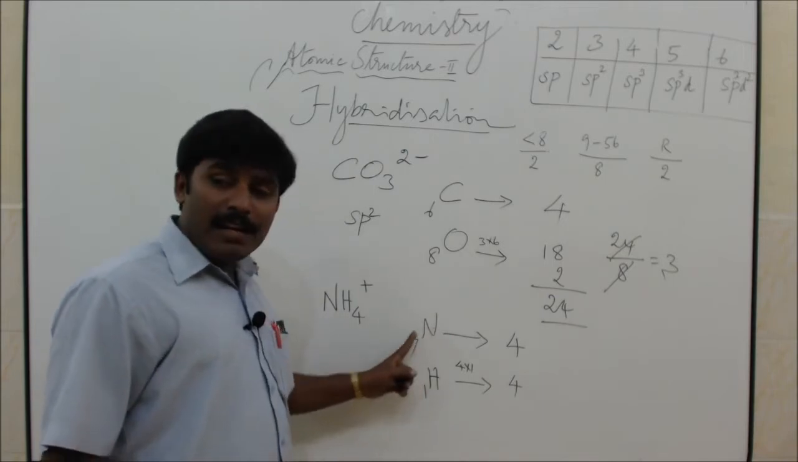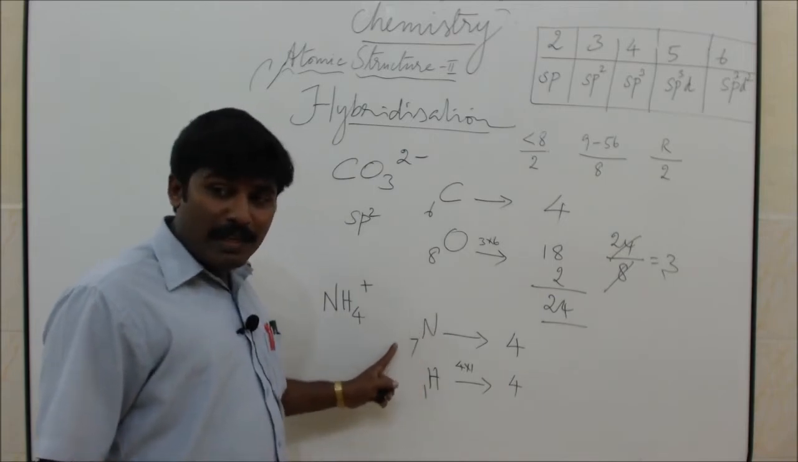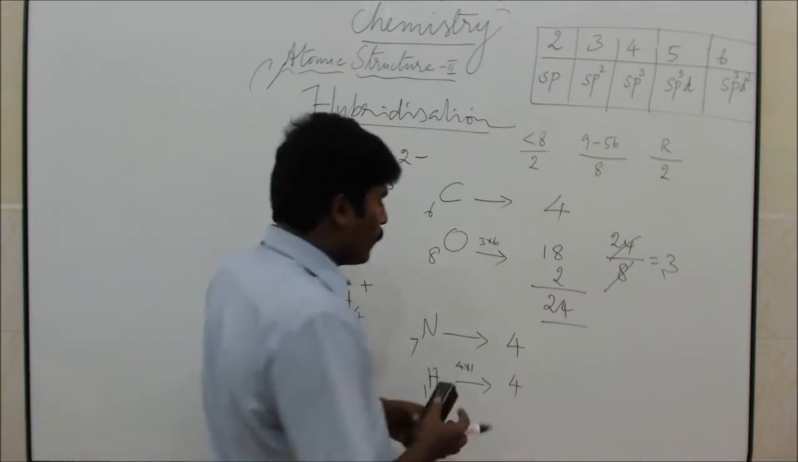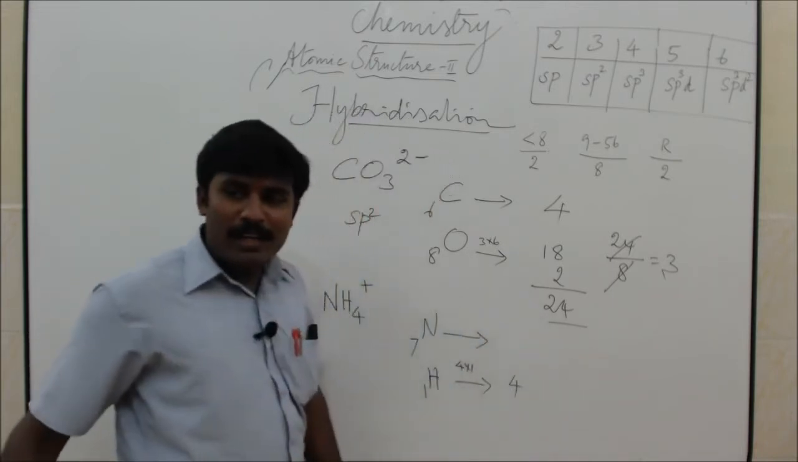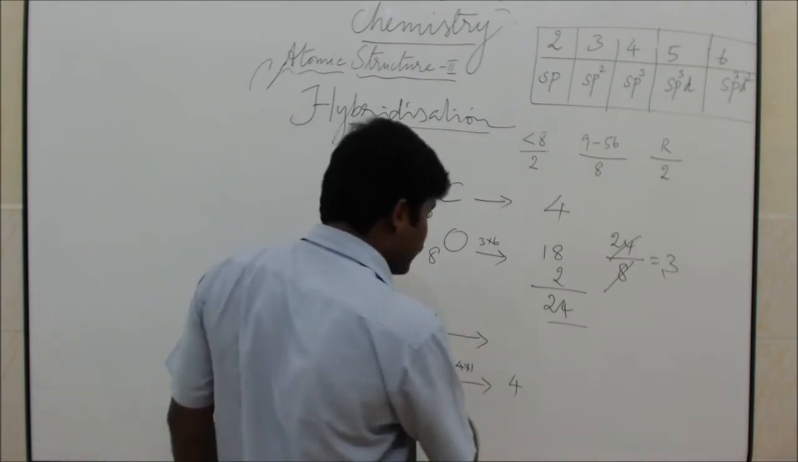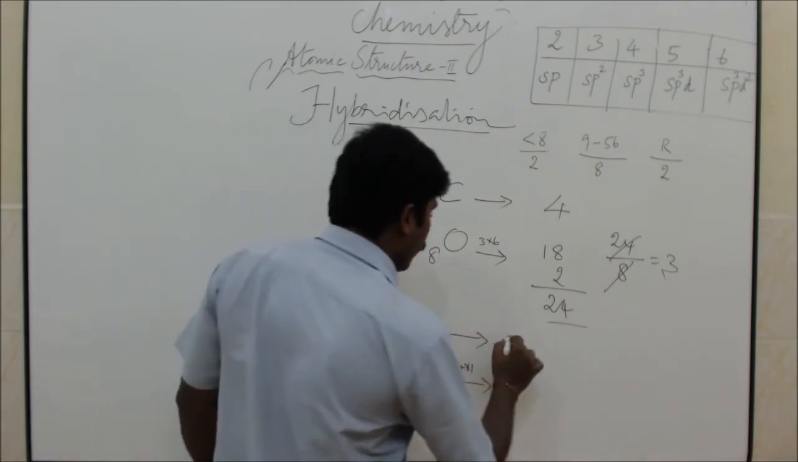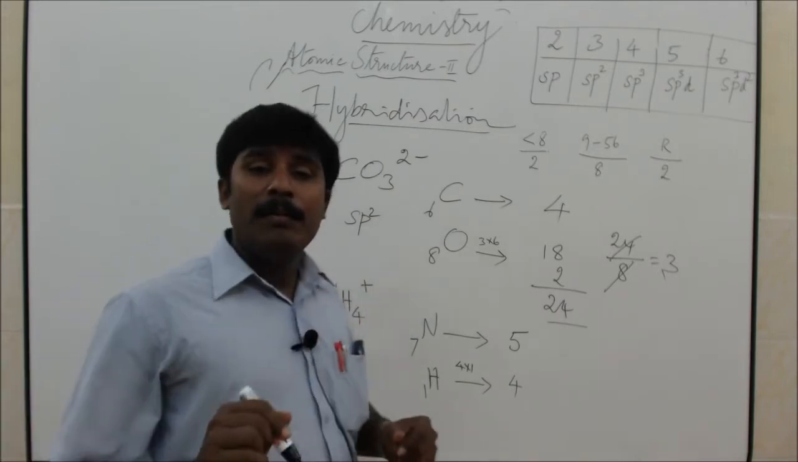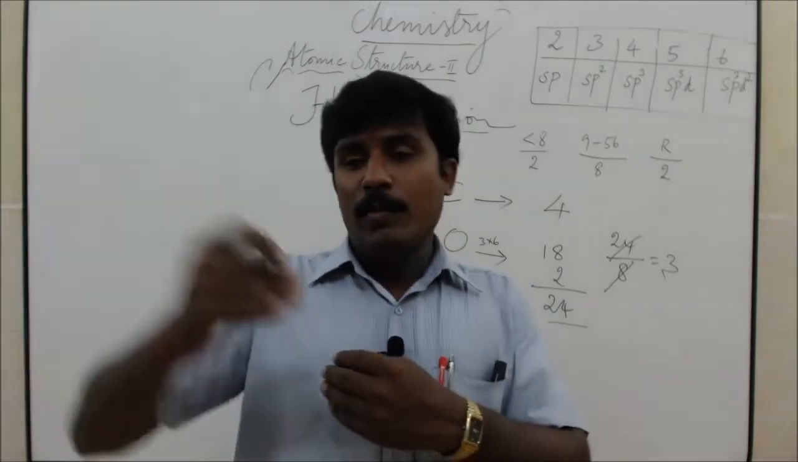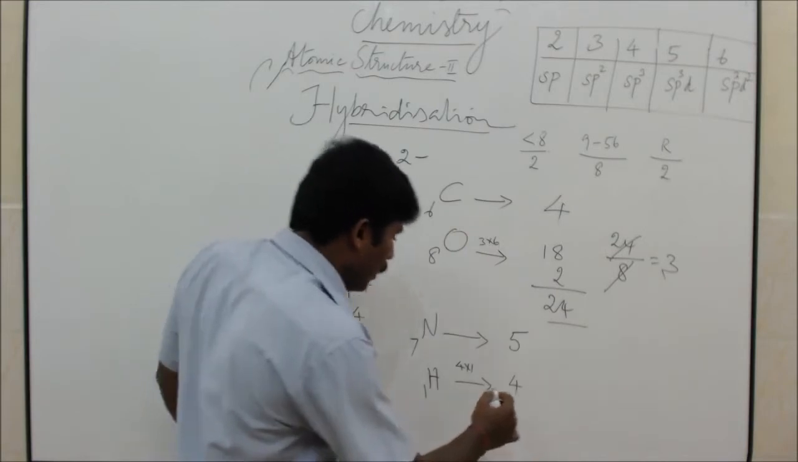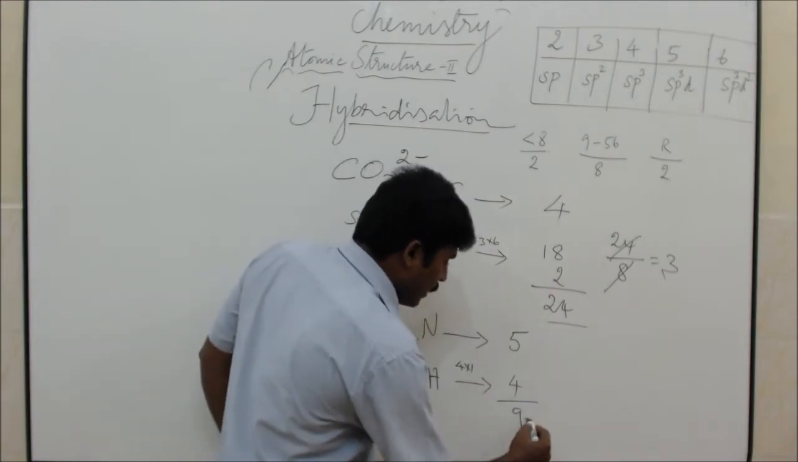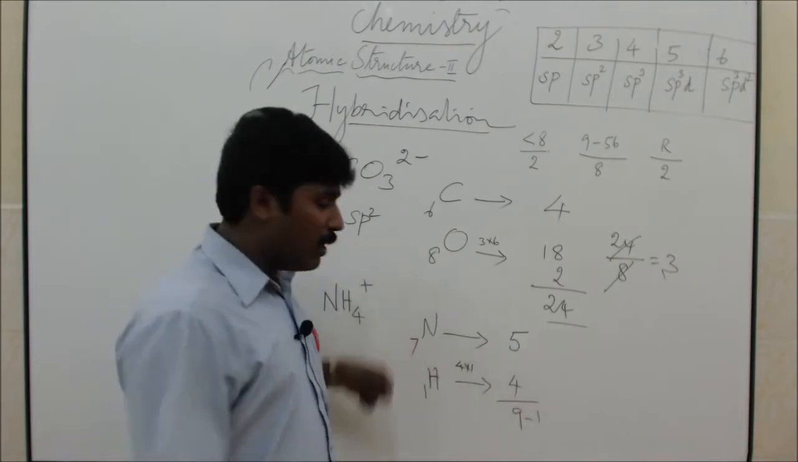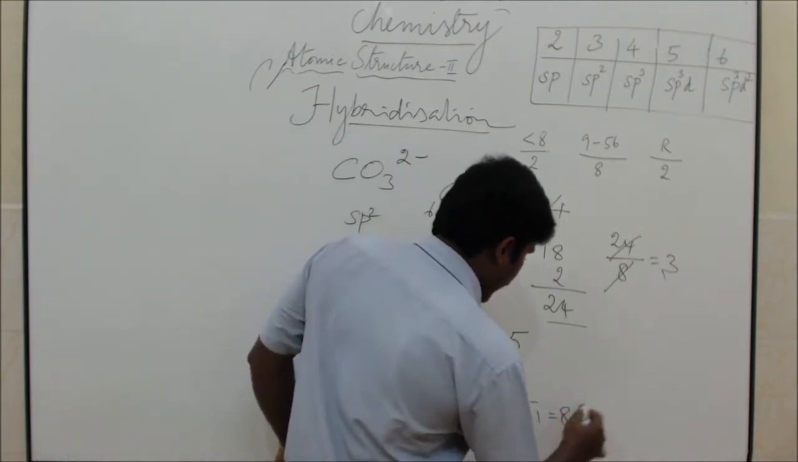Nitrogen atomic number 7, valence electron 4 or 5? 5. First shell 2 electrons, second shell 5. Okay. Plus, when will plus come? When you remove one electron, it will become positive. So that becomes 9, 5 plus 4 is 9, minus 1, because plus will come. It's equal to what? 8.